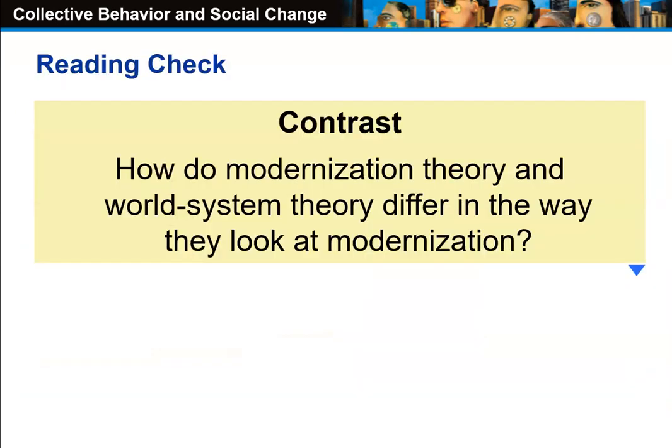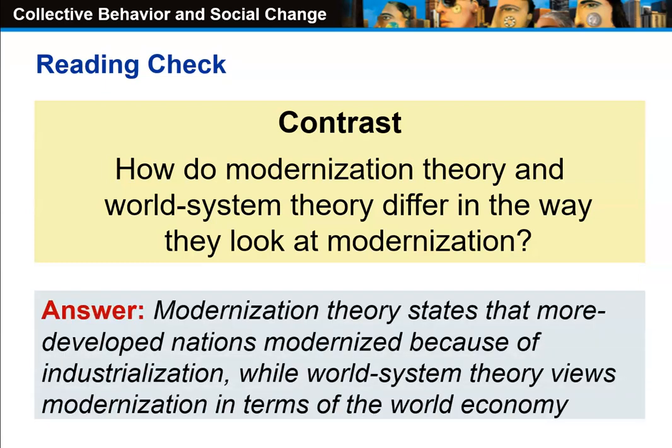How do modernization theory and world system theory differ in the way they look at modernization? Modernization theory suggests that more developed nations modernize because of industrialization, while world system theory views modernization in terms of a world economy.